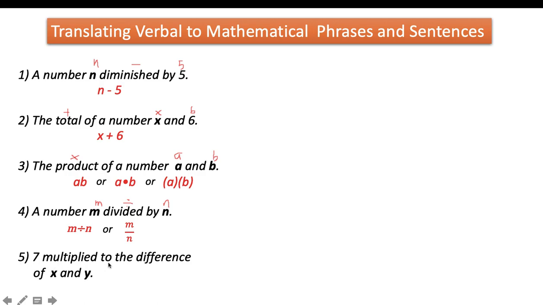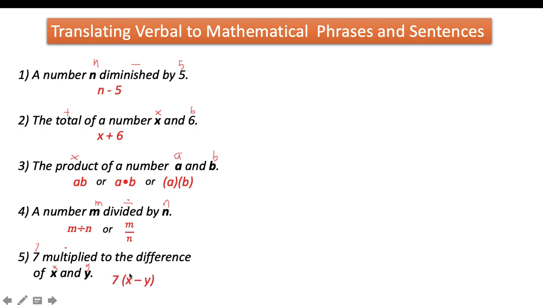For number 5, 7 multiplied to the difference of x and y. So these are our terms, the 7. Then we will be multiplying to the difference of x and y. So in this case, we are not multiplying 7 to x nor to y. We are multiplying 7 to the difference. So it means we need to subtract them first before multiplying with 7. So it means there is a priority here. Subtracting first before multiplying by 7.